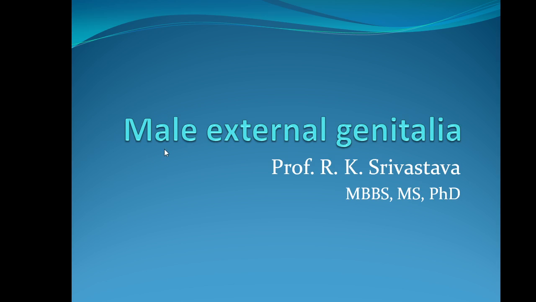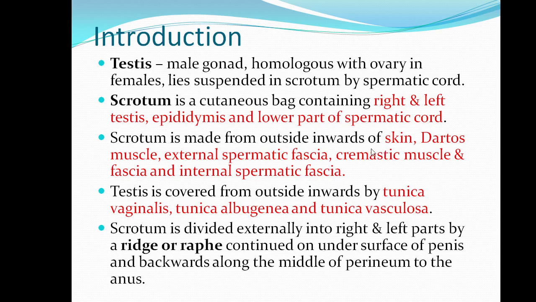Today in this class, we will discuss the male external genitalia. The male external genitalia is the testis. It is the male gonad, homologous with the ovary in females. It lies suspended in the scrotum by the spermatic cord. The scrotum is a cutaneous bag containing the right and left testis, epididymis, and lower part of the spermatic cord.